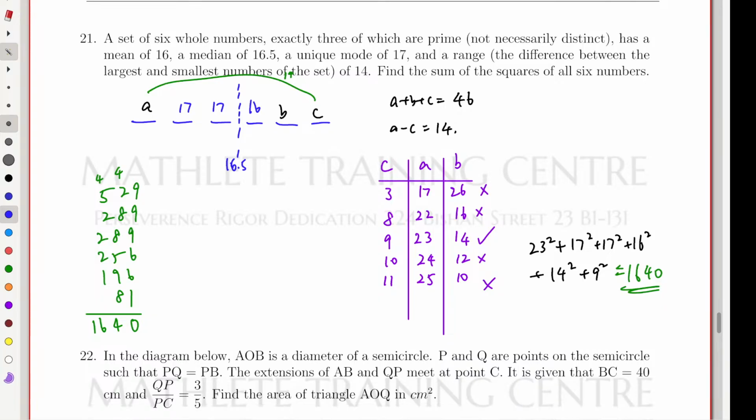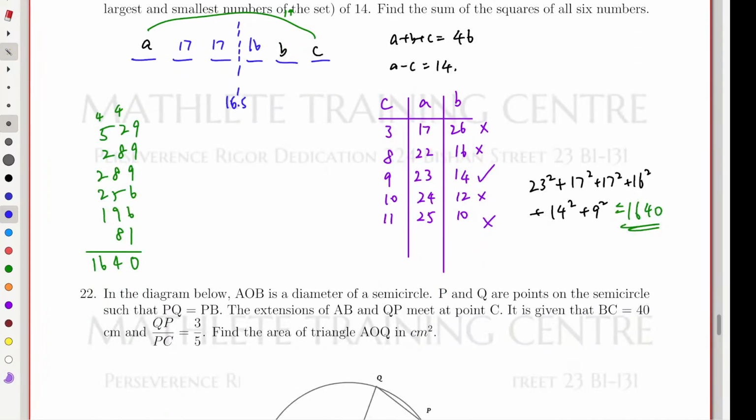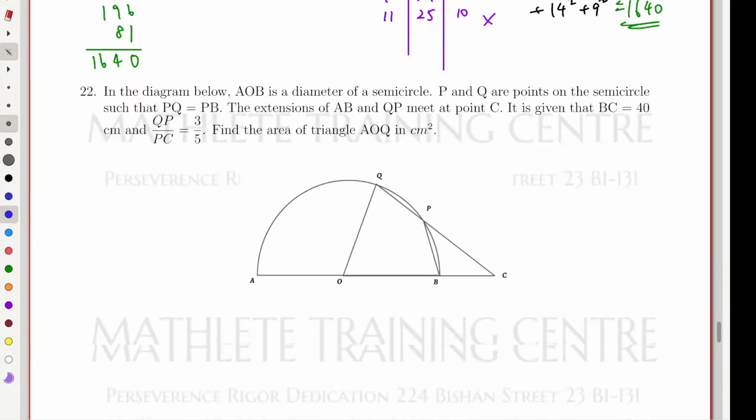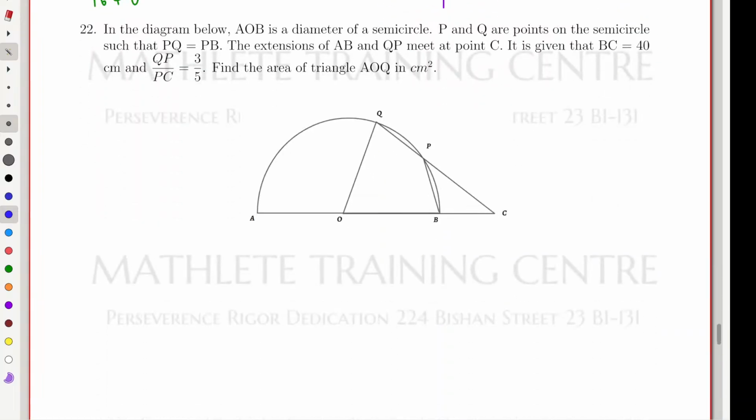Okay, let's move on to question number 22. I'll say that question number 22 is the first question in this worksheet which is significantly harder than the rest of the questions in this worksheet, although it's not as difficult as 24 and 25. So let's take a look at this question number 22.